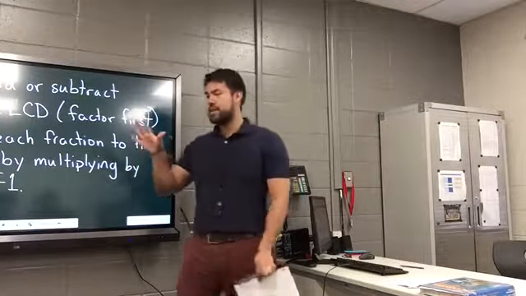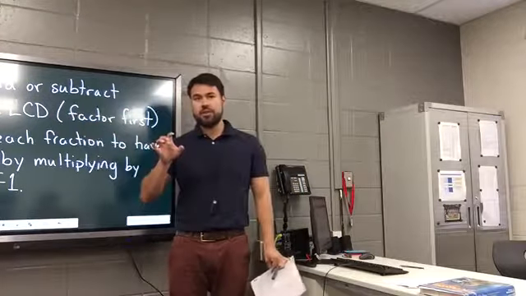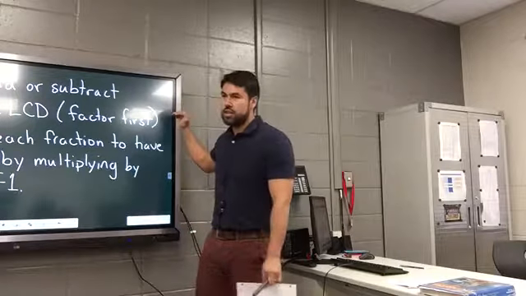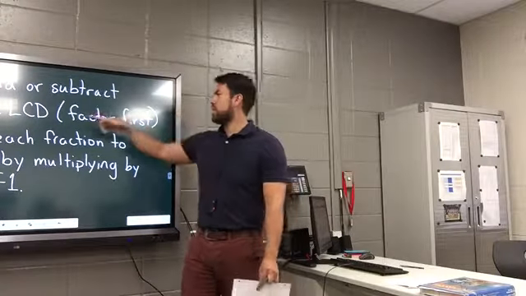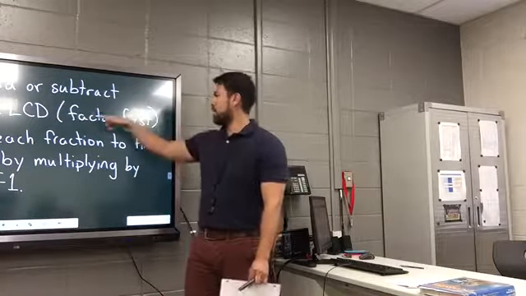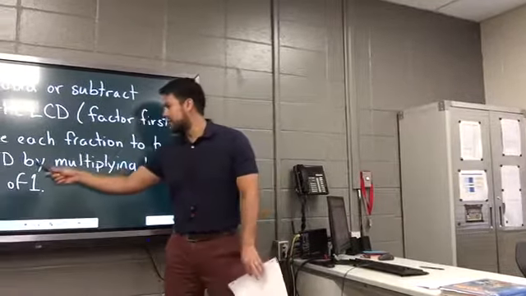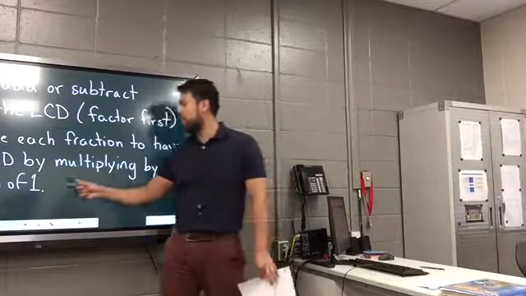You should factor, because when you factor the numerator and denominator, then you know, oh, that's the LCD. But some of them you could figure out just by looking at it. So if you don't get it at first, factor it, then you should get it. Change each fraction to have the LCD by multiplying by a form of 1.